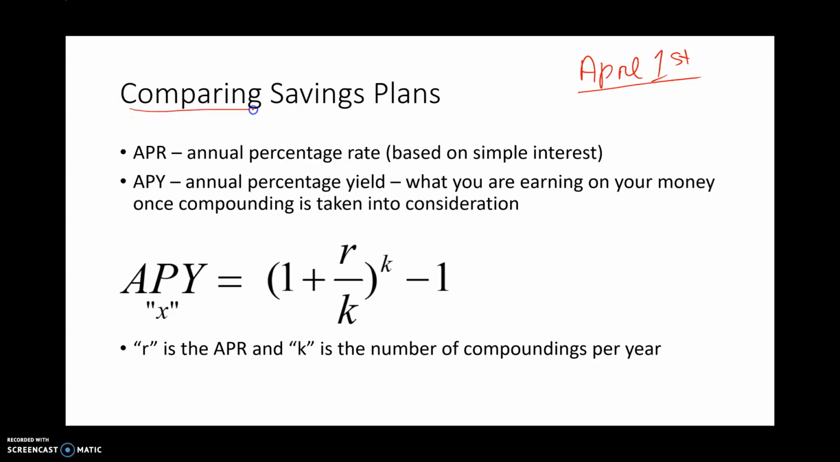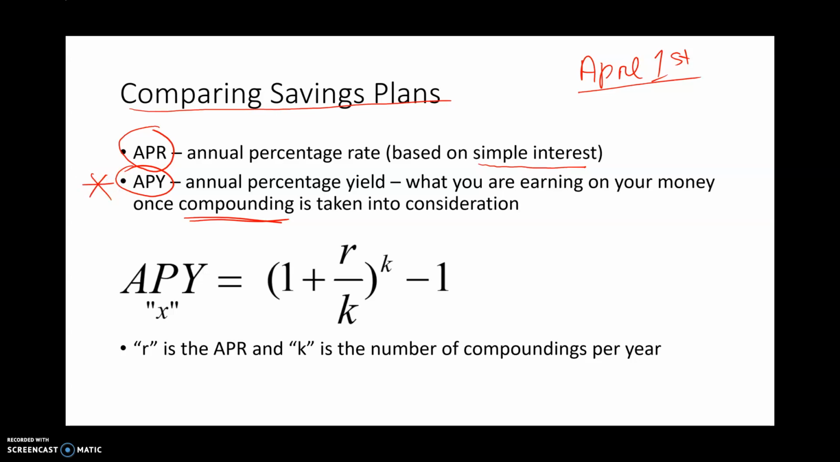This first equation we briefly looked at in the last video. When you're comparing savings plans, what the banks or the financial institutions will give you is this annual percentage rate. And that's a rate based on simple interest, meaning compounding once a year. But what you want to understand is if there's compounding more than once a year, what rate are you actually getting? So this is your annual percentage yield. This is what you're actually getting when you take into account compounding.